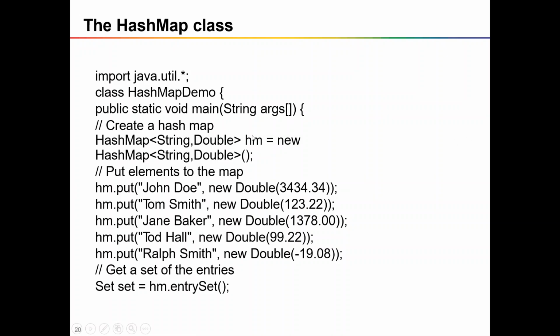So here we are creating a hash map where we are mapping a name to an account balance. The particular person will have an account balance of 3,434. Likewise, for each person, we are mapping a particular balance amount. So here we have added everything into the hash map.